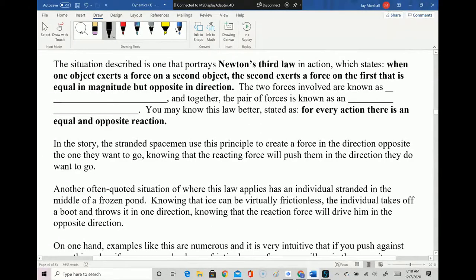So the situation describes Newton's third law in action, that states when an object exerts a force on a second object, the second object exerts a force on the first that is equal in magnitude but opposite in direction. And the two forces together are known as action-reaction forces. One force, the force applied, is the action force, and the reaction force pushes back. The pair of forces is known, not surprisingly, as an action-reaction pair.